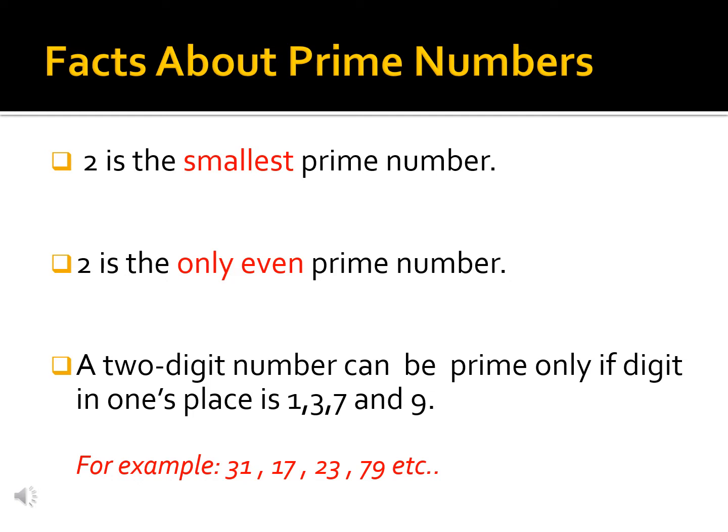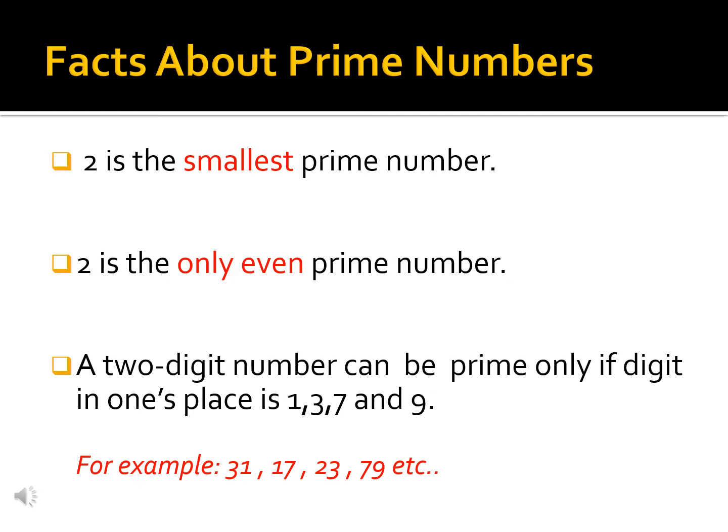Next is, a 2-digit number can be prime only if the digit in its ones place is 1, 3, 7 and 9. So from here we can have a hint that if we see the ones place as 1, 3, 7 and 9 in a 2-digit number, it can be a prime number. These are a few facts about prime numbers.